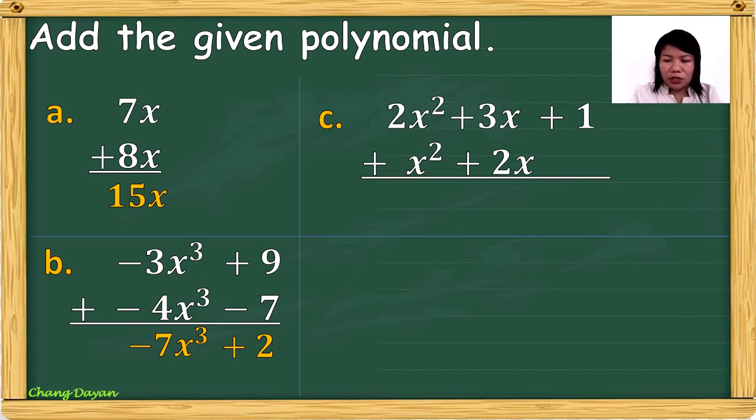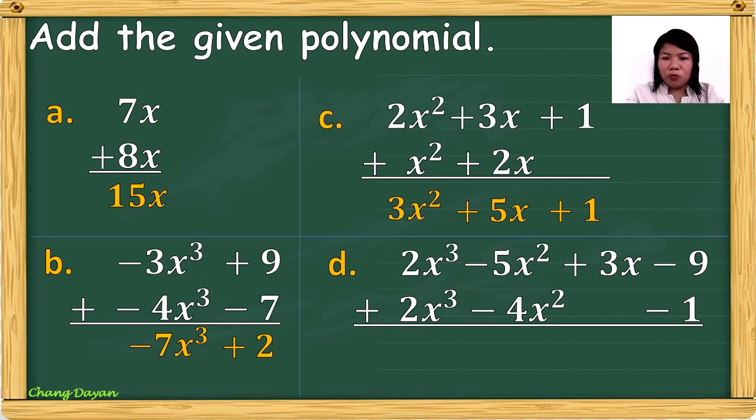Now, let's proceed. 2x squared plus x squared will have 3x squared. Remember, mayroong invisible 1 sa ating x squared, sa ating addends na x squared. Next, 3x plus 2x will have 5x. Then just bring down 1. Therefore, our answer here is 3x squared plus 5x plus 1.